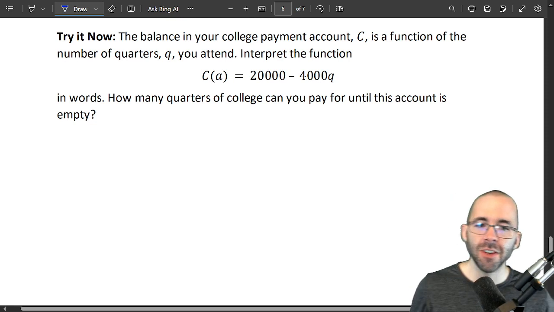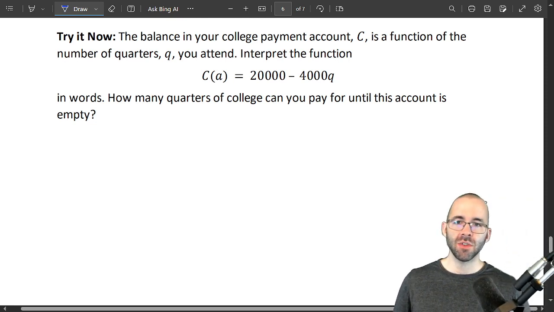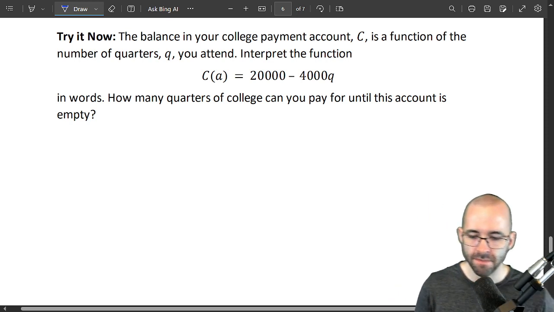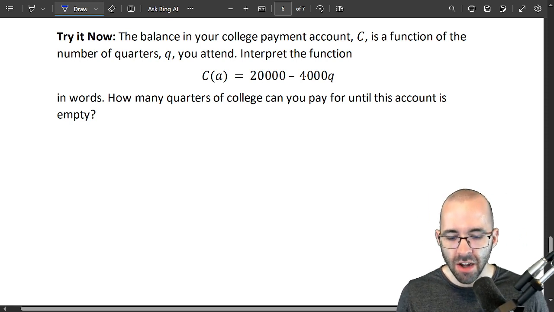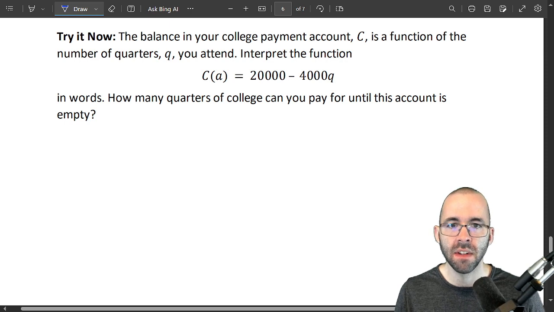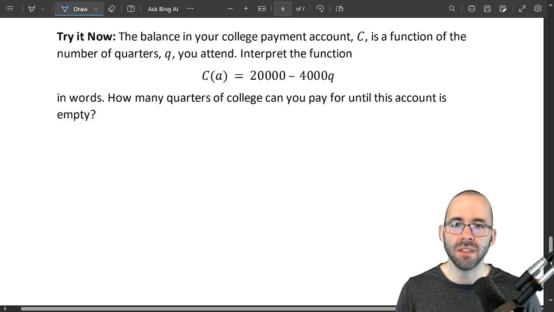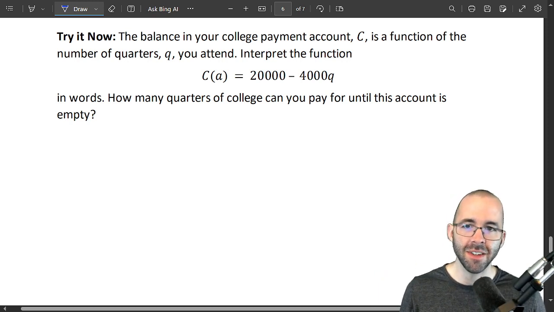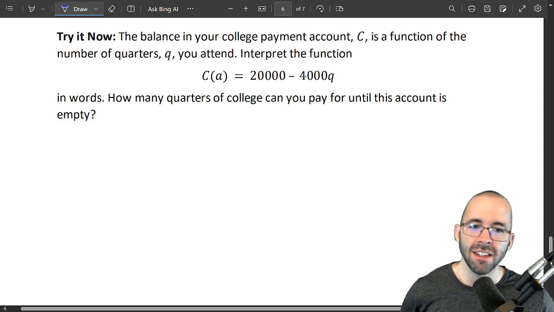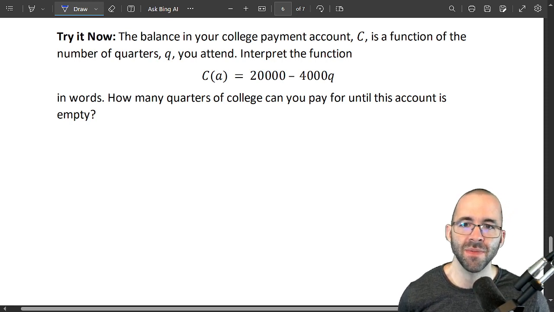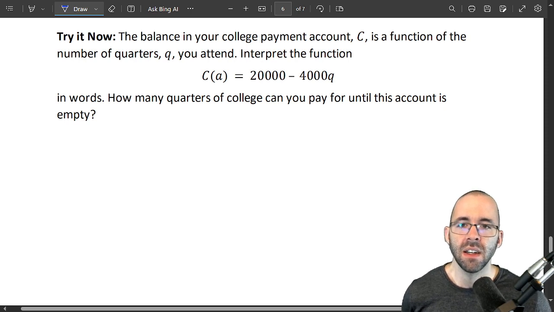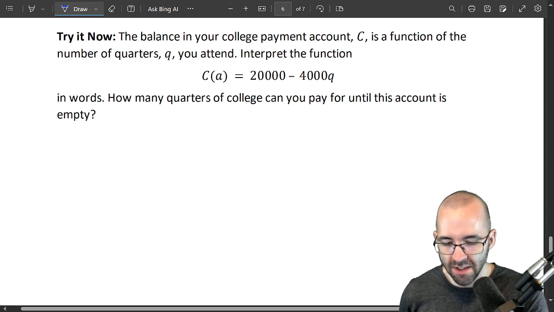So pause the video right now and try to do this next problem. The balance in your college payment account, balance C, okay, is a function of the number of quarters, Q, you attend. Not dollar quarters, quarter of a dollar, but number of quarters you attend at, let's say, South Puget Sound Community College. Interpret the function in words. And pretend that this is a Q.